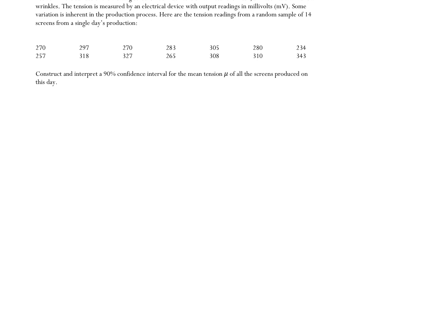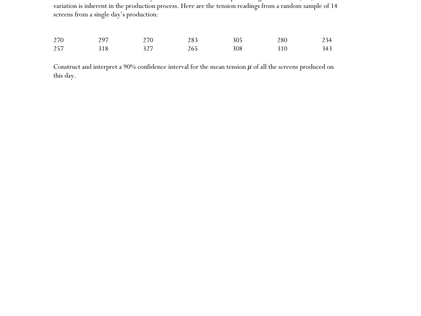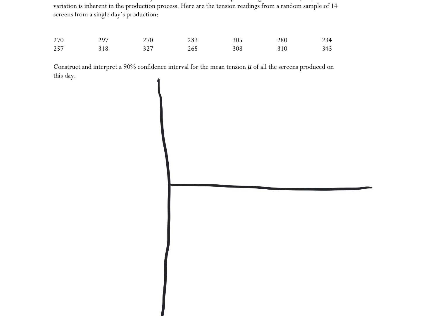All right, so let's do one. Now, I see construct and interpret. That makes me want to draw my boxes. And so this is essentially the tension on screens. I don't really understand what screen tension is, but I'm assuming it's something that's important. Okay? So what goes in the first box?